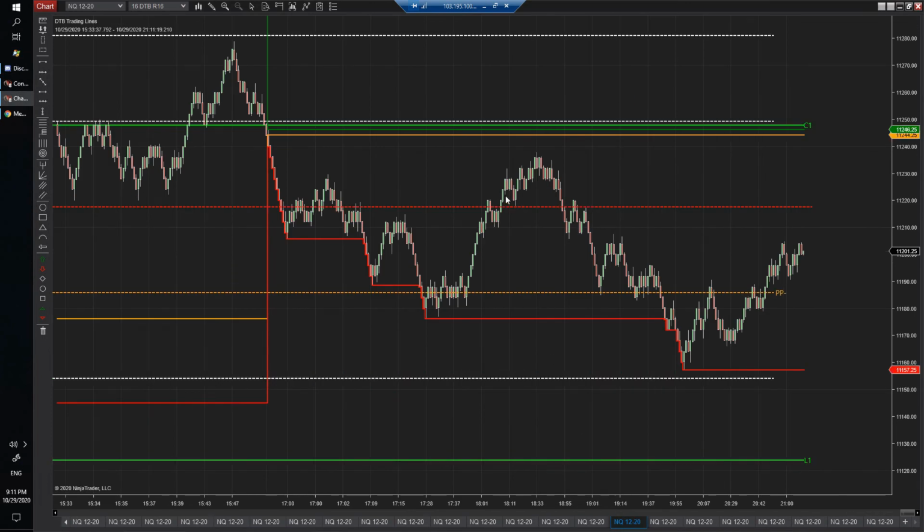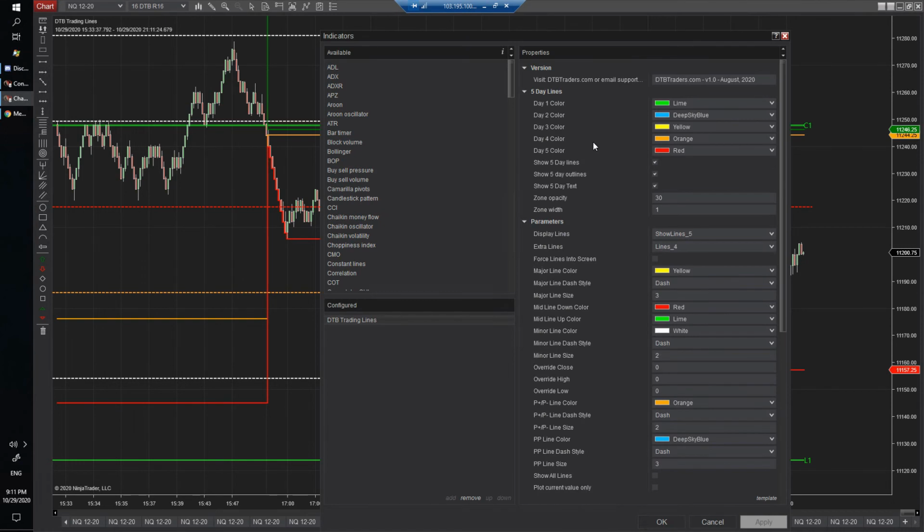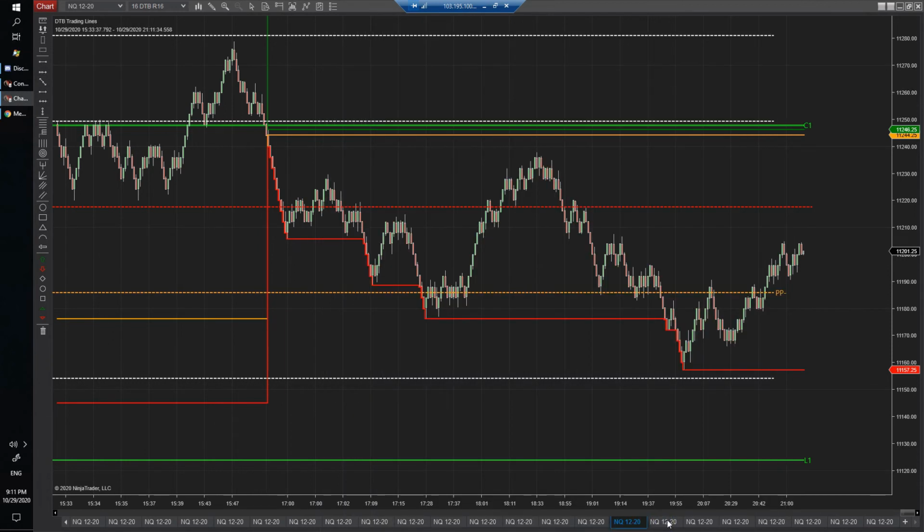Here we have the trading lines indicator. So this indicator takes advantage of a few different aspects of the market price previously. So it's going to give us the last 5 days if we select 5 days. And it's going to give us the open, the high, the low, and the close of the 5 previous days, as well as key pivot points in price.